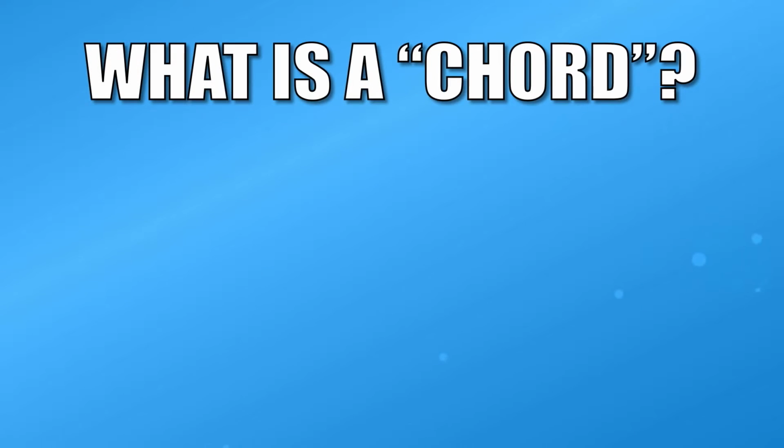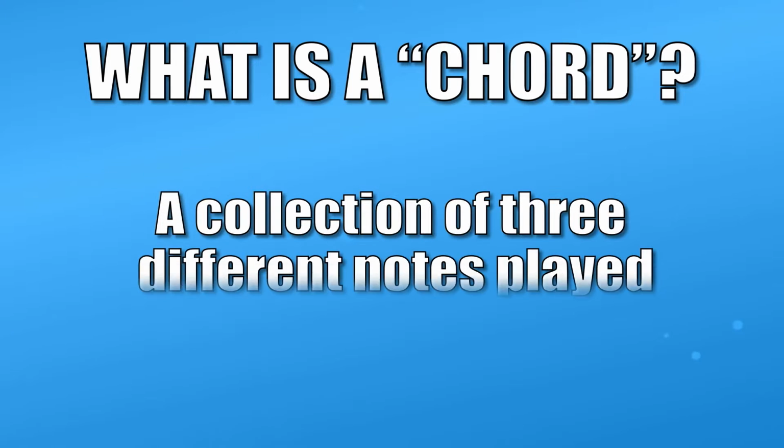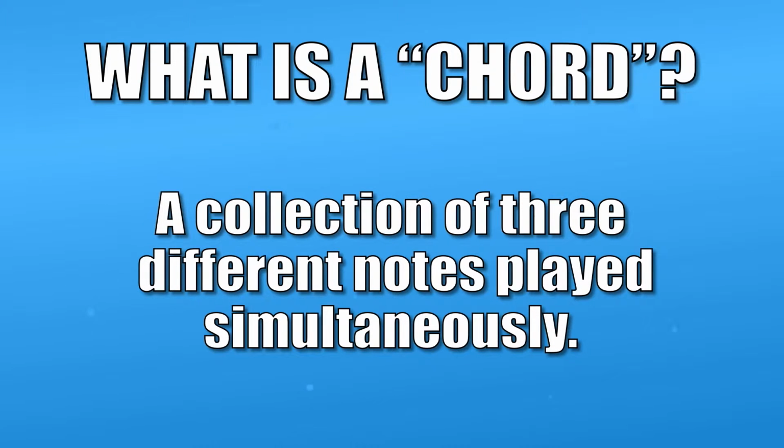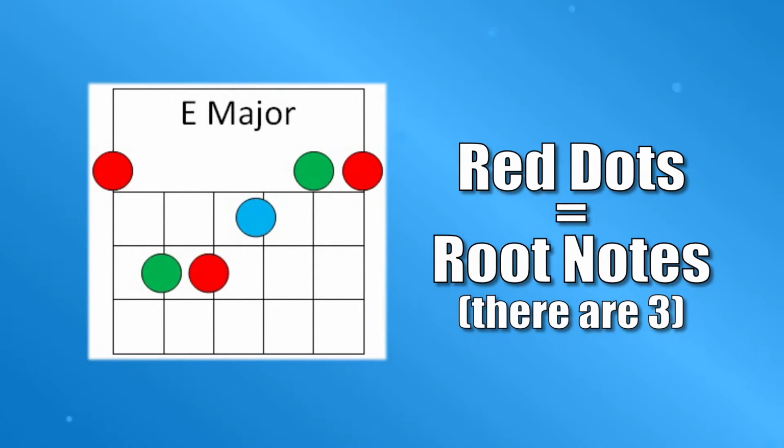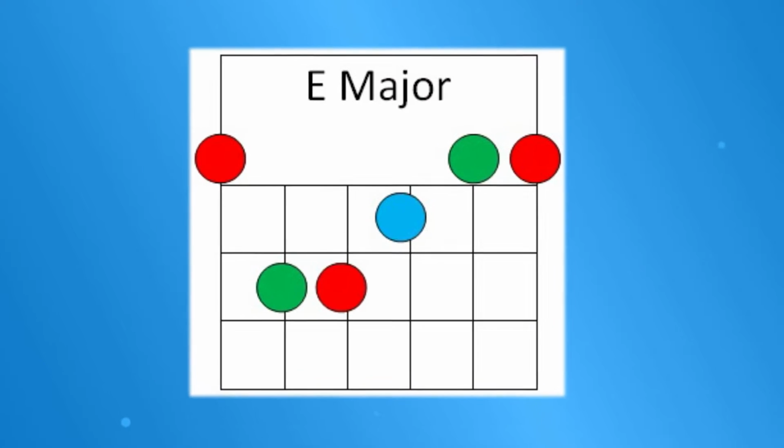So first off, what is a chord? Well, strictly speaking, it's a collection of 3 different notes played simultaneously. Looking at the chord charts, we can see this E major chord has 6 dots, meaning that we're going to play 6 different pitches. Now that doesn't mean we have 6 different notes. In this example, the red dots indicate the root note, which is an E. So every red note is an E, a different kind of E, which are all an octave apart. I'm going to play those 3 E's for you now.